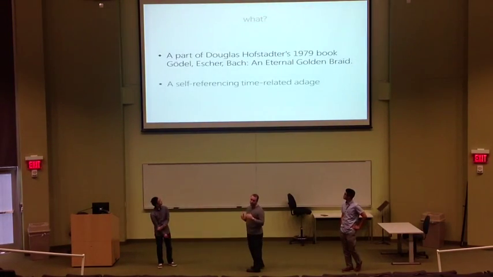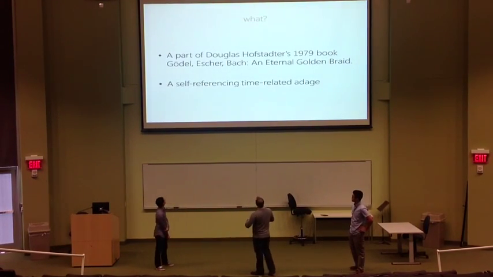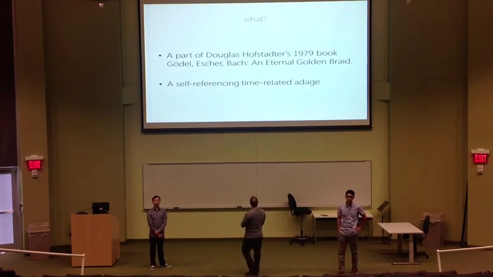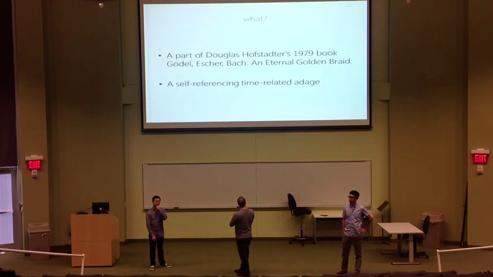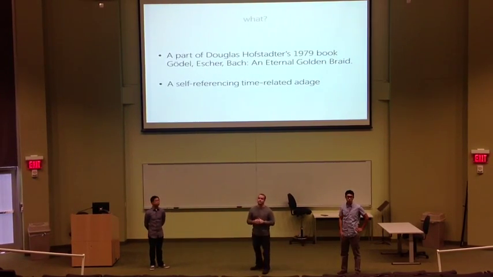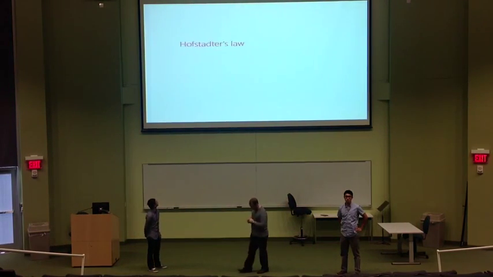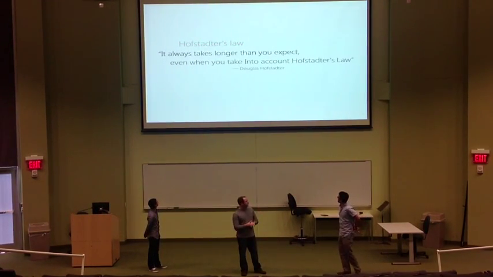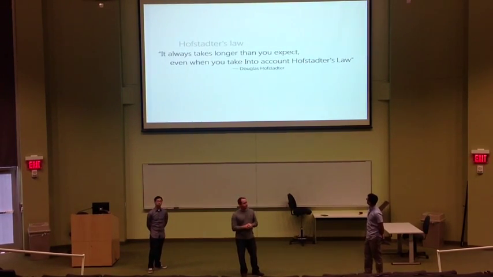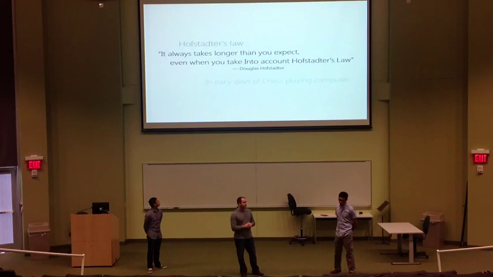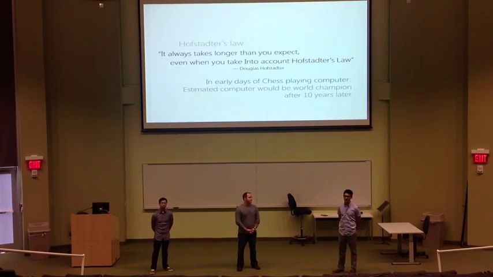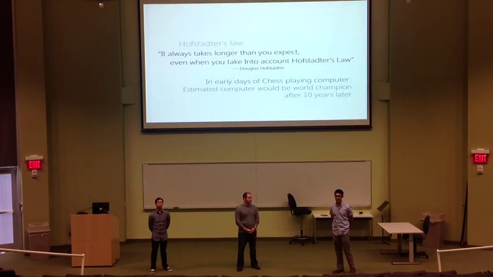So what is Hofstadter's Law? Well, it's part of Douglas Hofstadter's 1979 book, Gödel, Escher, Bach, a self-referencing, time-related adage. Hofstadter's Law is: it always takes longer than you expect, even when you take into account Hofstadter's Law. Basically, the law states that it's complex to estimate time based on the complexity of tasks.